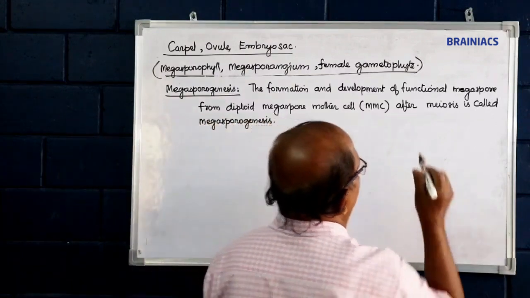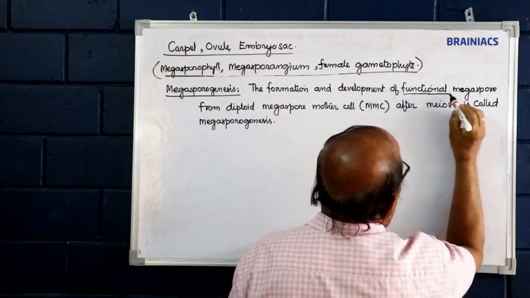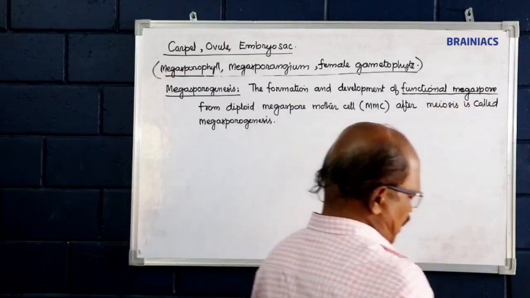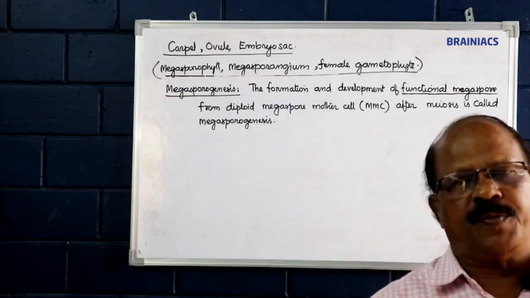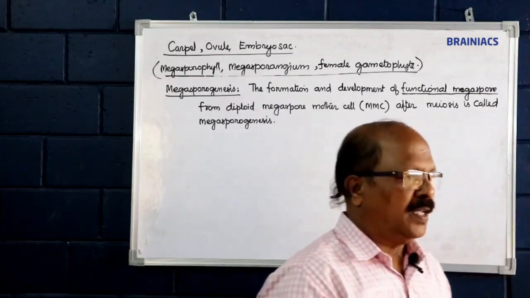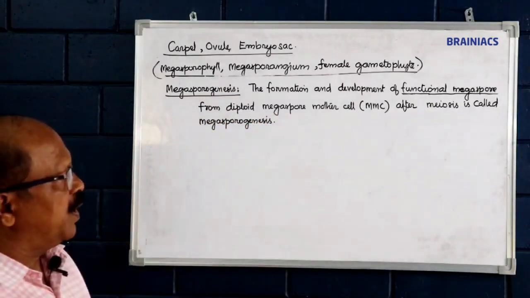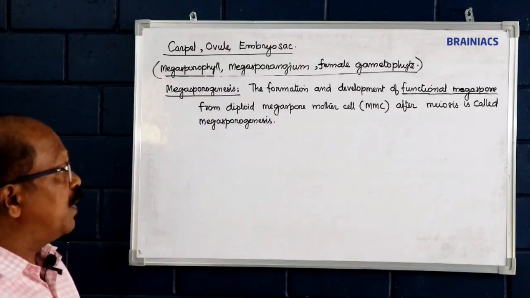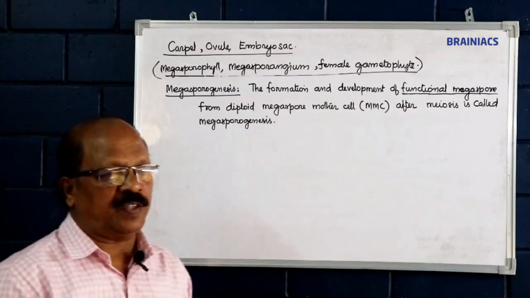So we need the functional megaspore. Four megaspores are formed, among which one is functional. And that functional megaspore develops into the female gametophyte, where inside, you know, the female gamete or egg is produced. So the formation and development of functional megaspore from diploid megaspore mother cell after meiosis is called megasporogenesis.